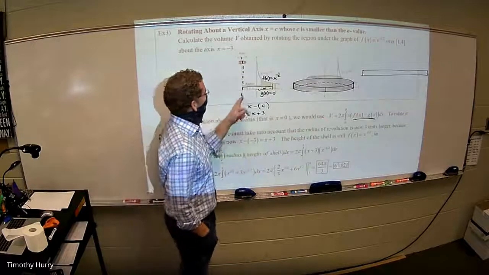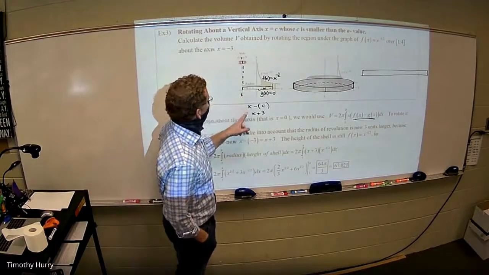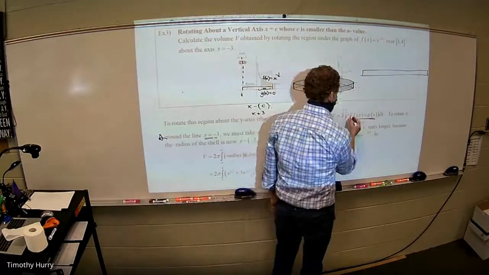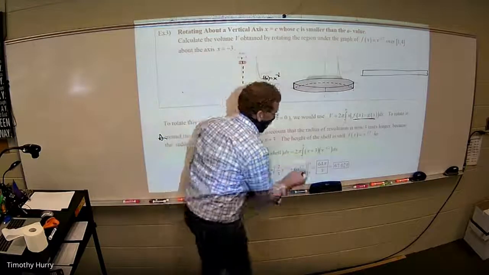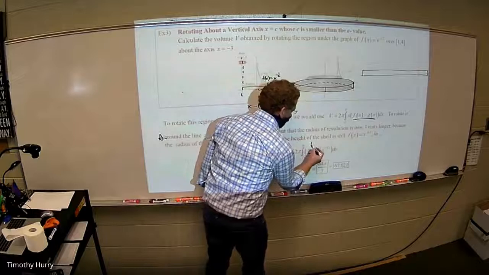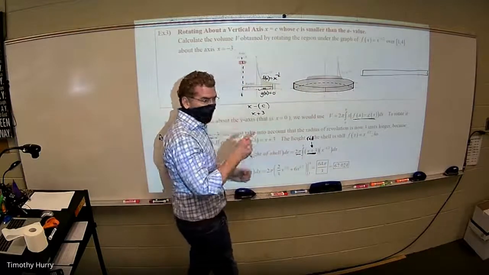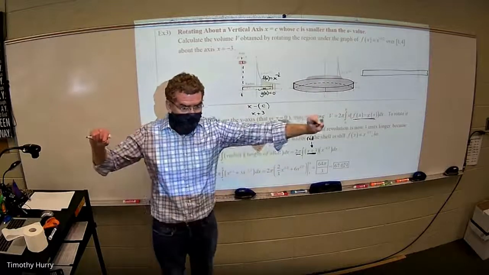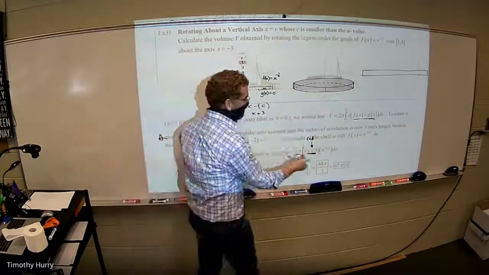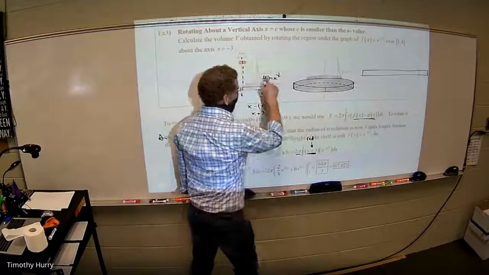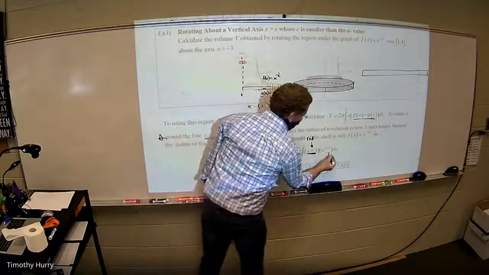So bottom line, whatever that is, it'll be a -3. So I'm going to go x minus the -3, or x plus 3. That's going to go right in here. So this ends up being my radius. I tack on a 2 pi to make it circumference. I multiply that circumference, which is the base or the length, times the height. The height ended up being f minus g. But because the g was 0, all I saw was the f.